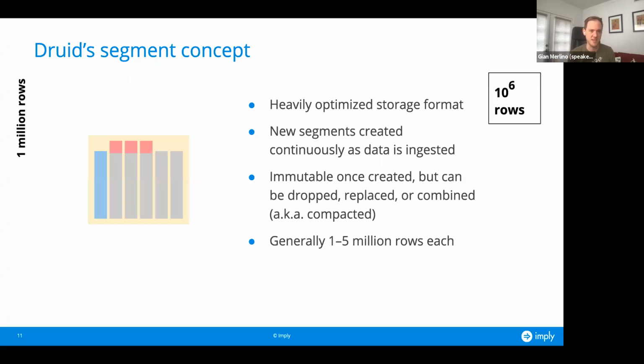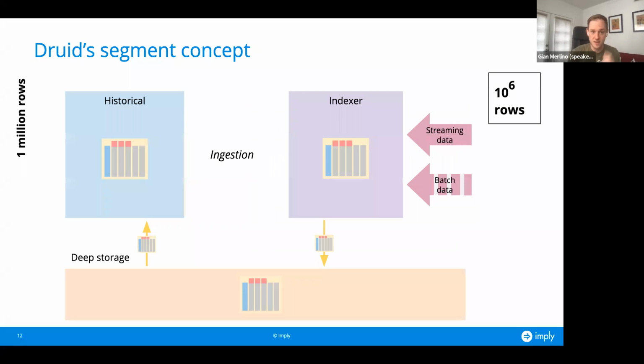Like I mentioned, we'll talk a little bit more later in the talk about how exactly they are structured. But for now, just think of them as immutable files that have about 1 million rows of data in them. They can be dropped, replaced, or combined, which we call compaction. So that is how you would do something like an update or an overwrite or a delete in Druid. You would take these immutable segments and replace them with new ones. And like I said, generally 1 to 5 million rows each. So with a segment, we are at this 10 to the 6th row level, 1 million rows.